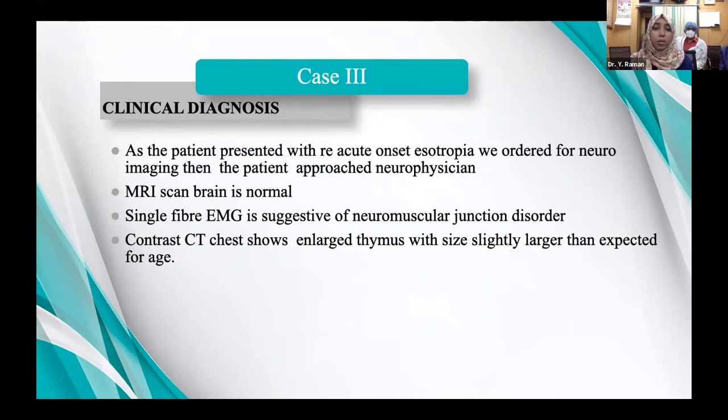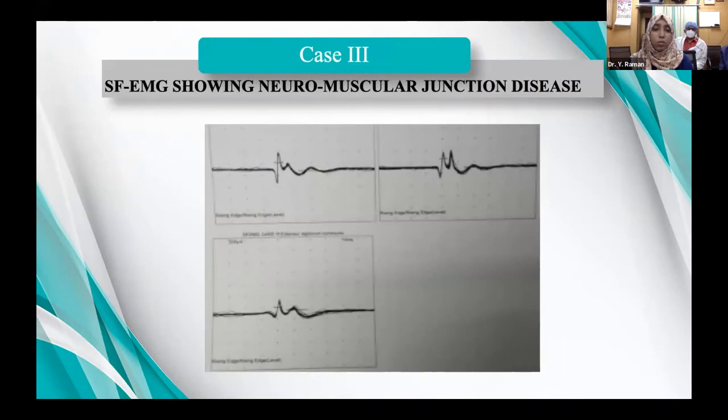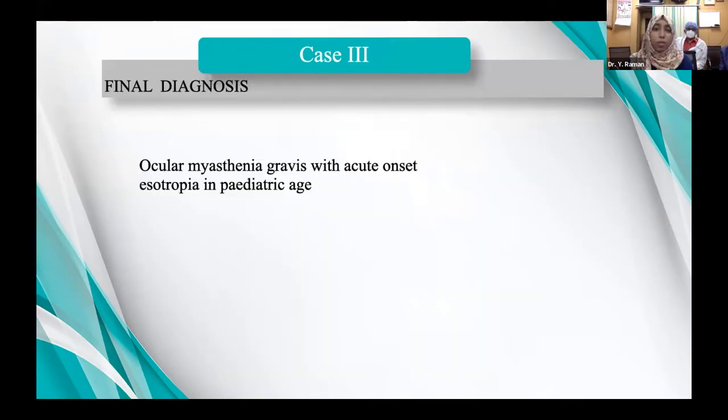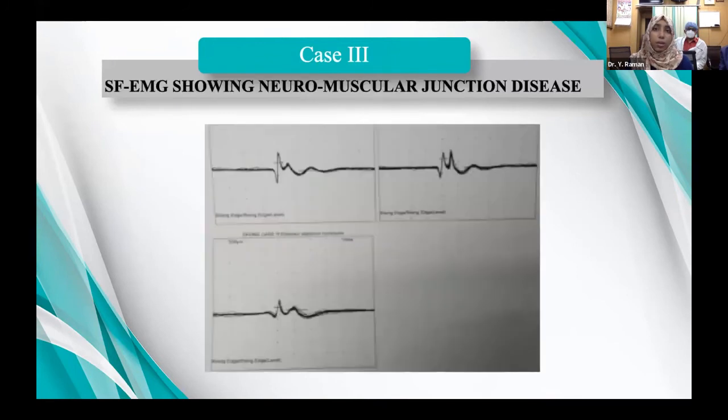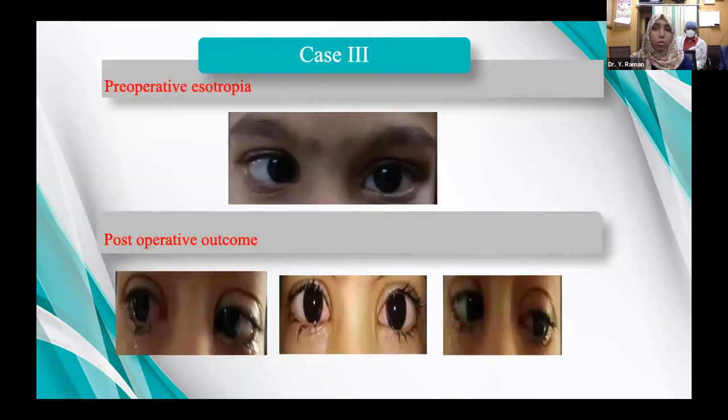She underwent tests like a CT chest, which showed an enlarged thymus, and also a single fiber EMG, which was confirmatory of ocular myasthenia gravis. In spite of her medical treatment with cholinesterase inhibitors and steroids, the deviation persisted, and we took her up for surgery after 6 months. This is her post-op picture, orthotropia with good functional outcome.